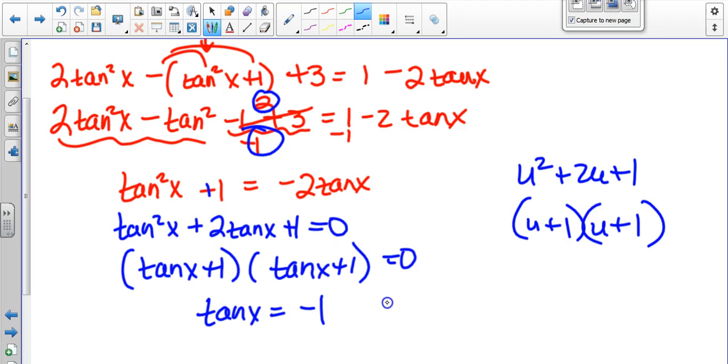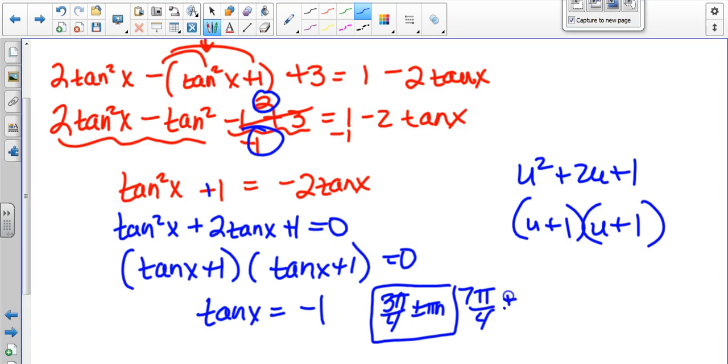I have 3 pi over 4 and 7 pi over 4. What do you notice about those, though, when you look at the unit circle? They're right across from each other. And honestly, what is tangent's period anyway? Pi. So if you find one of them and say they repeat every pi, you're good to go. It doesn't matter which one, or even if you wrote both. Okay. I wouldn't count wrong if you wrote both.